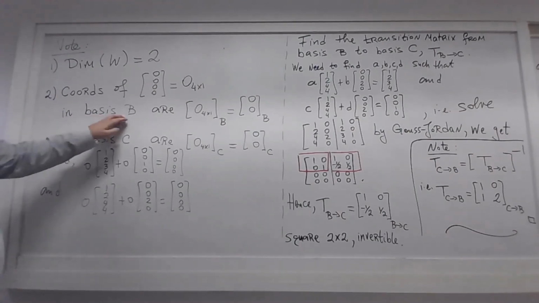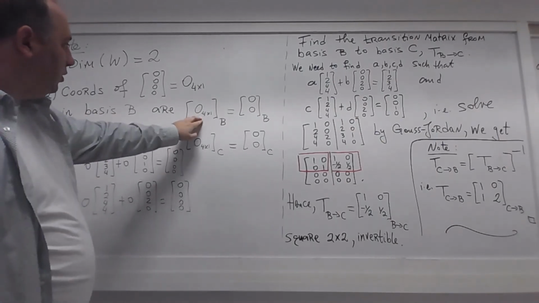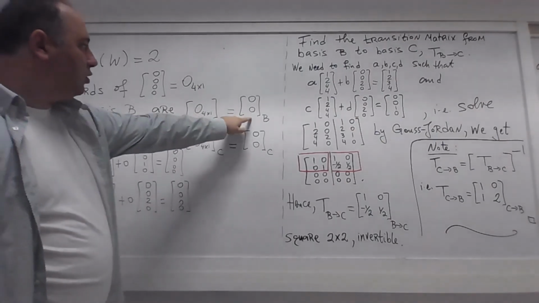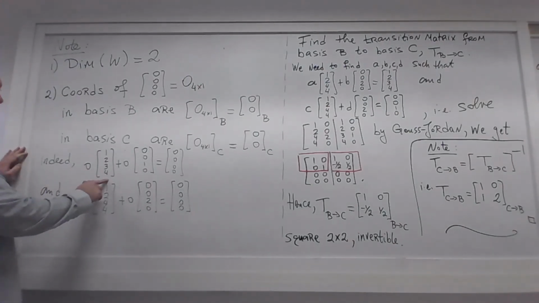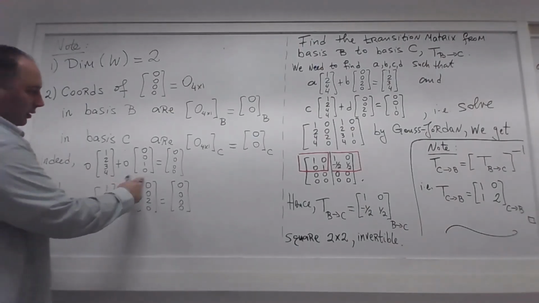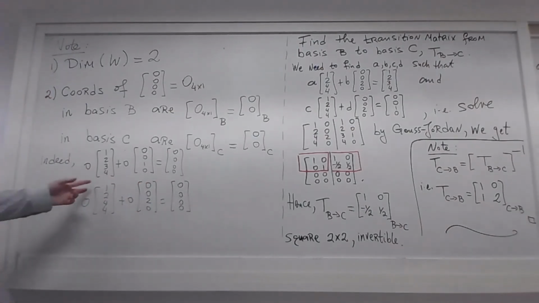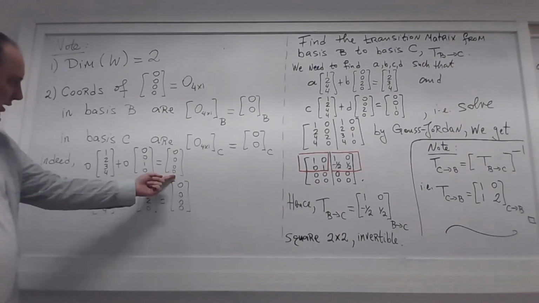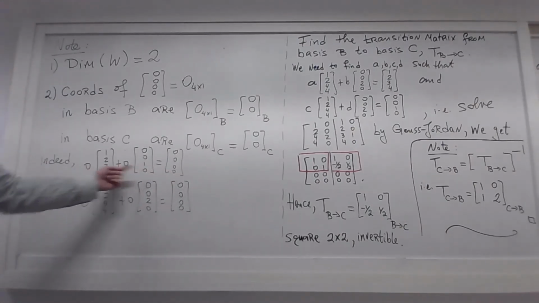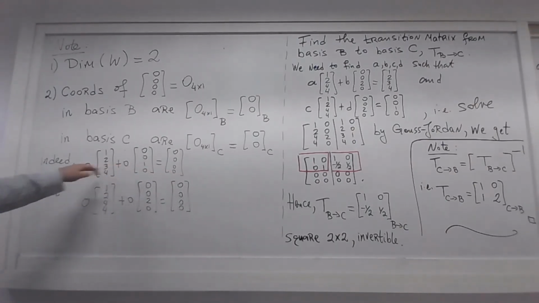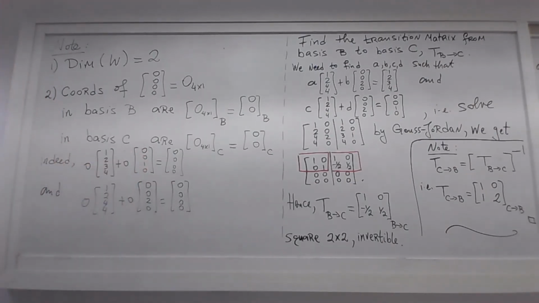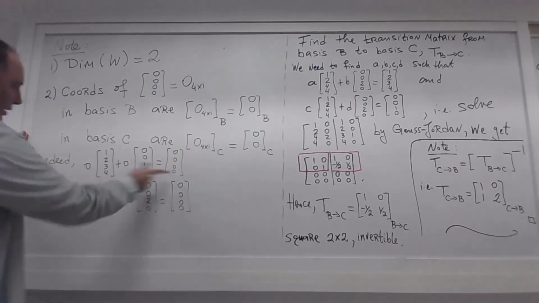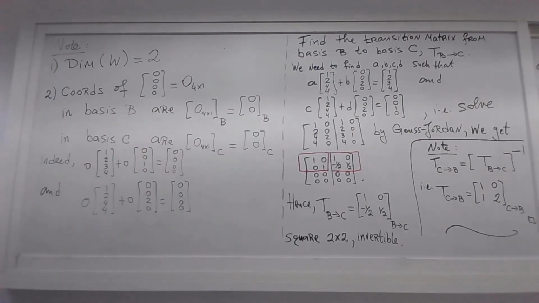So in basis B, the vector 0 from R4, its coordinates are 0, 0. Why? Well, because it's 0 times the first vector of basis B plus 0 times the second. That's equal to 0. Obviously, vector 0, so it's linear combination of them, and the only coefficients are 0 and 0 because these 2 vectors here are linearly independent. So this is actually the definition of linear independence, obviously.